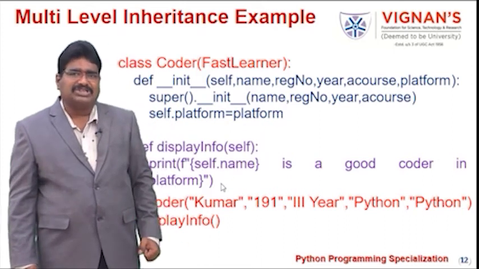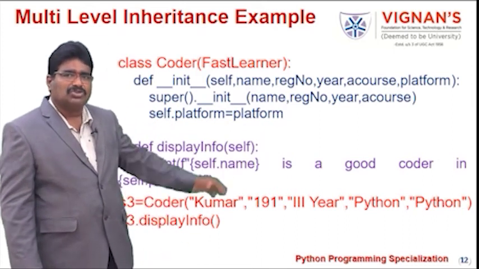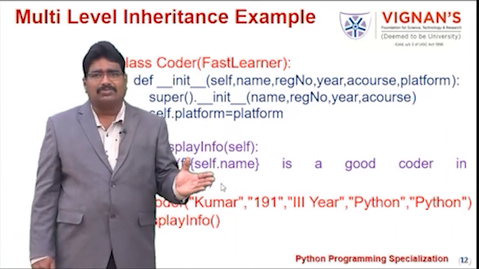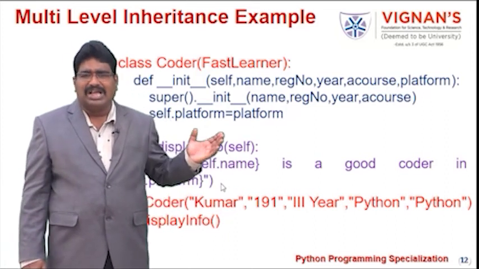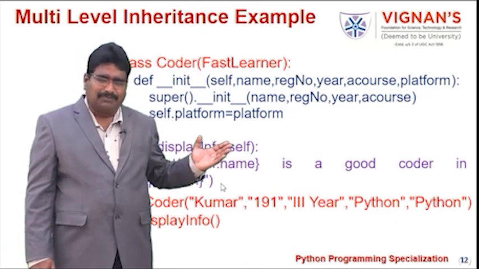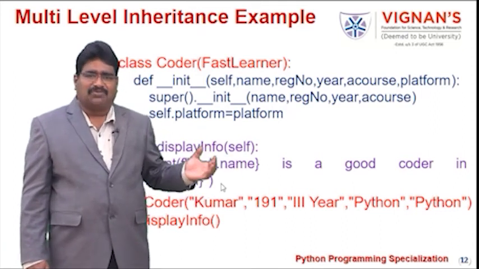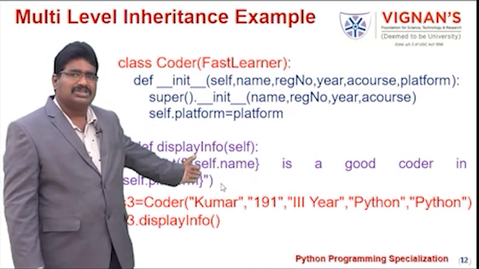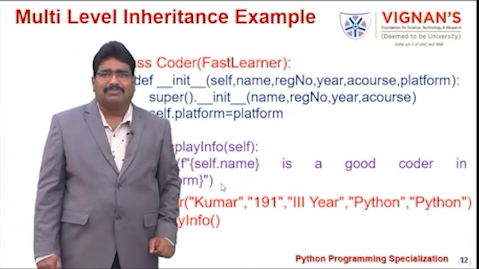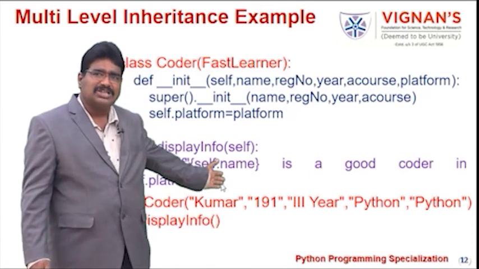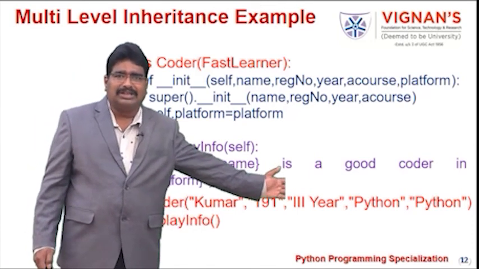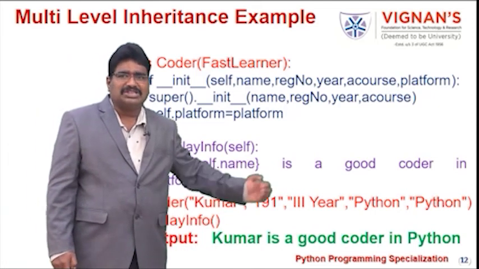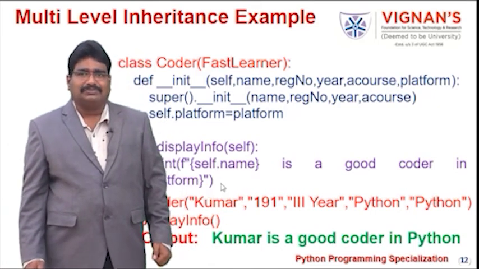He is very much interested in solving the problems. So automatically the S3 object is created with the attributes: name value Kumar, register number 191, year 3rd year, additional course Python, and the platform he is working on is also the Python programming language. Now we simply use S3.display info. So automatically it displays Kumar is a good coder in Python. So this is the output displayed: Kumar is a good coder in Python.